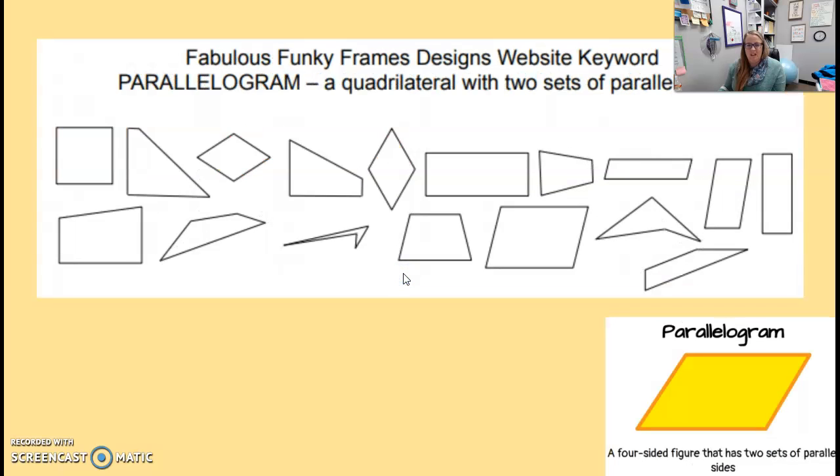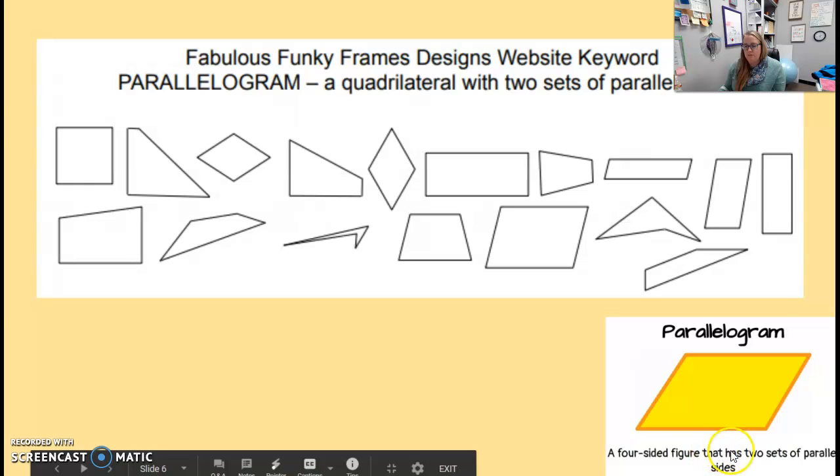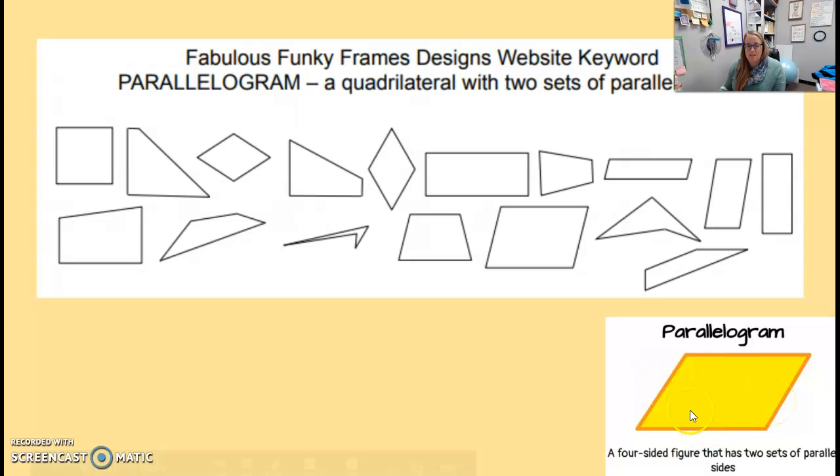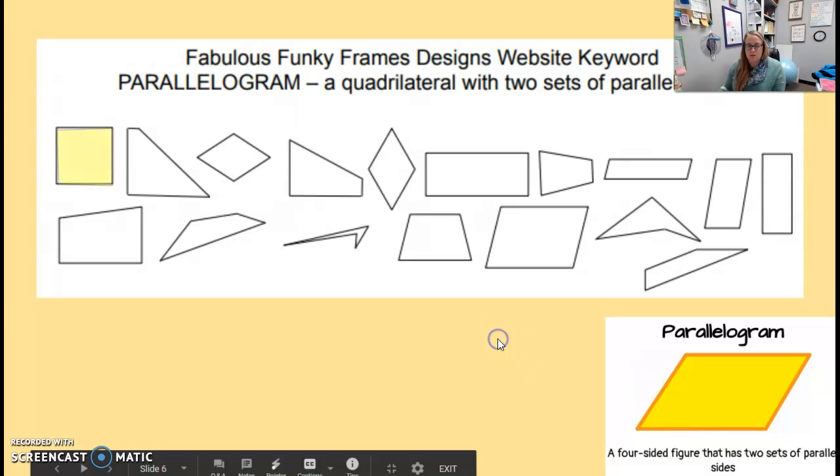All right. Parallelogram. It kind of looks like a rhombus to me. So how are they different? Let's see. Parallelogram. A 4-sided figure that has 2 sets of parallel sides. So a parallelogram has to have 2 sets of parallel sides. So the top and the bottom are going to be parallel, and the 2 sides are going to be parallel. So let's see if we can find any parallelograms in here.